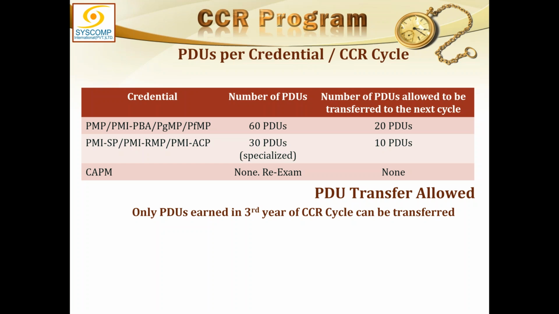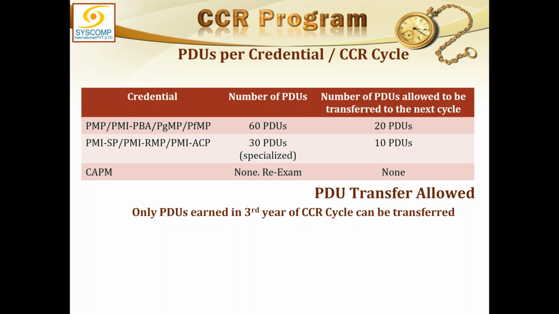There are 4 certifications which require 60 PDUs to be attained: PMP certification, PBA certification, Program Management Professional, Portfolio Management Professional. Each one of these certifications require you to gain 60 PDUs every 3 years.